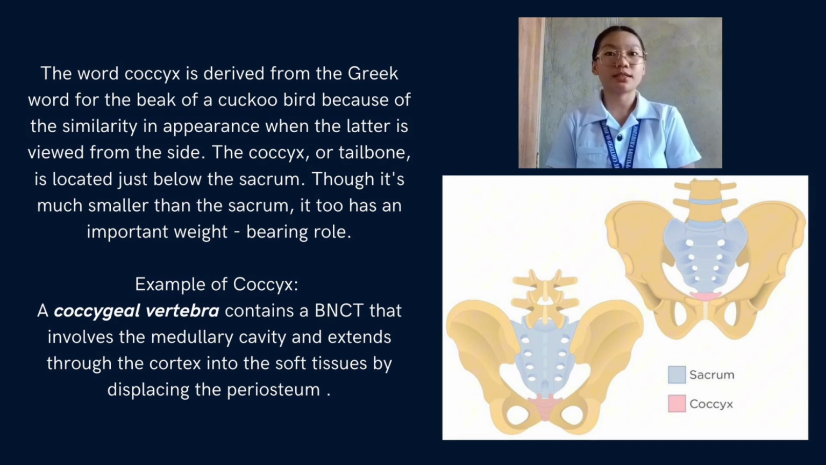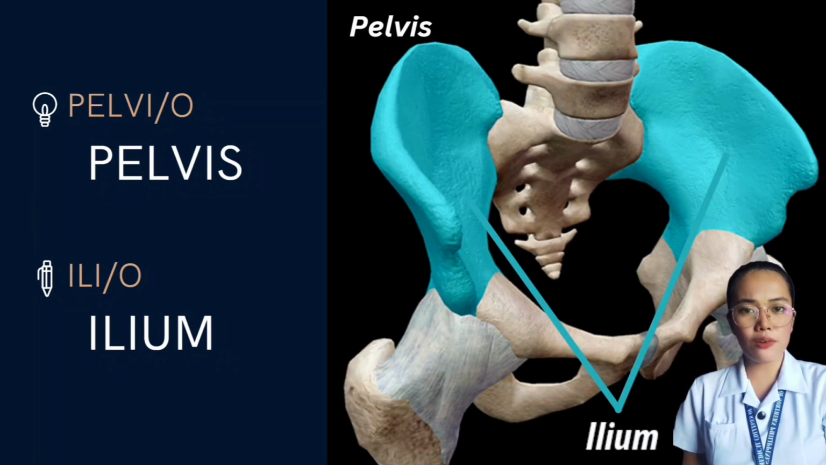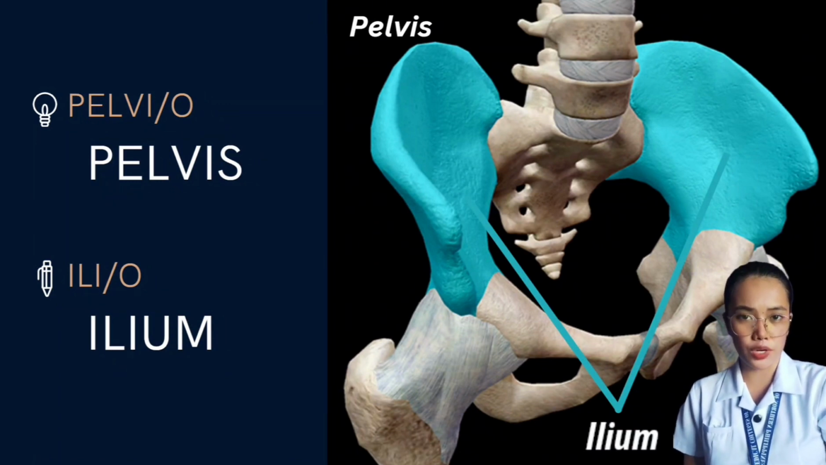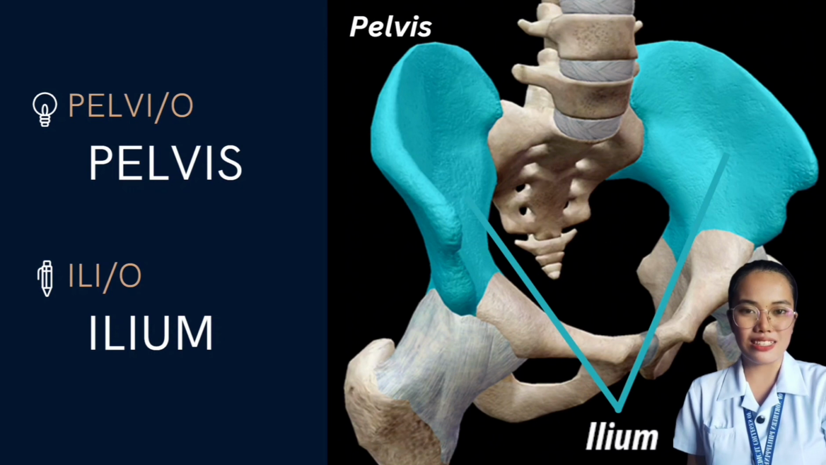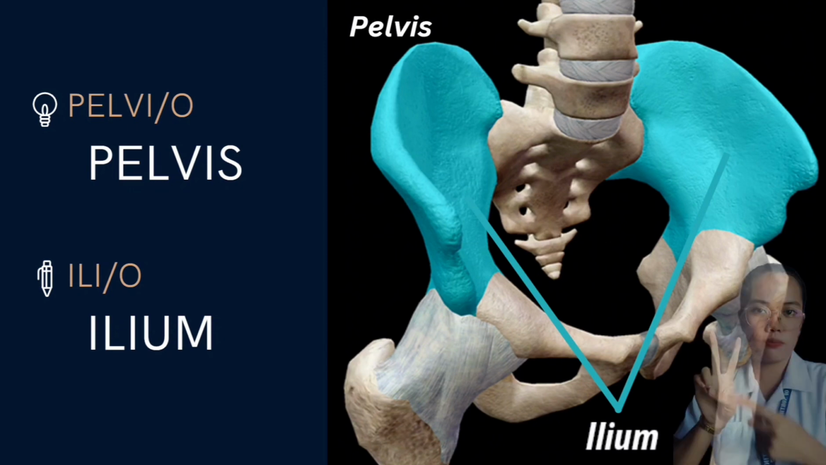Example of a coccyx is the coccygeal vertebra that contains a BNC or boron neutron capture therapy, a radiation science that is very helpful in treating cancer, that involves the medullary cavity and extends through the cortex into the soft tissues by displacing the periosteum. And now, we're down to the last two roots or base words for the skeleton. And it is the pelvi or the pelvio and the ili or the ilio.